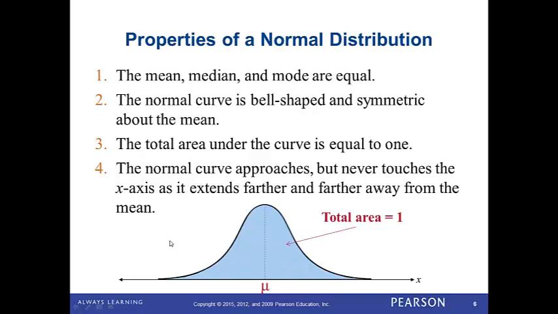And then the third one says the total area under the curve is equal to 1. So if I add up the entire area, that will give us 1. Area is the same as saying probability. So remember that all probabilities sum to 1. And then the last one, the normal curve approaches but never touches the x-axis as it extends farther and farther away from the mean. So again, it's basically riding along like an asymptote. So remember, these four are just properties that are good to know, but you won't be required to know them.